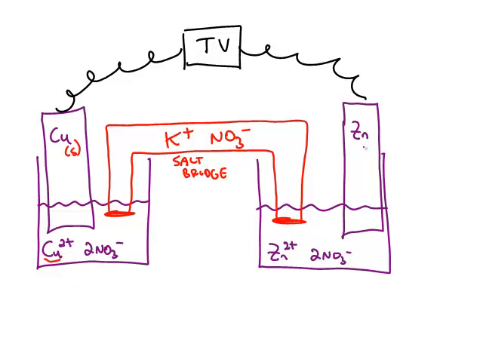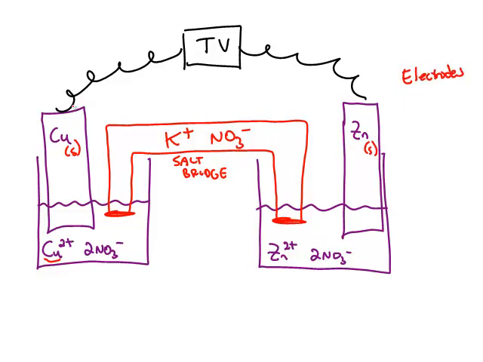The other side of the container, I have a solid piece of zinc. I have zinc 2 plus, because again, those were the two chemicals in the overall reaction. I can't have just positive cations in solution, so I put in 2 nitrates. The copper and the zinc, these are the terminals or the electrodes on the battery.